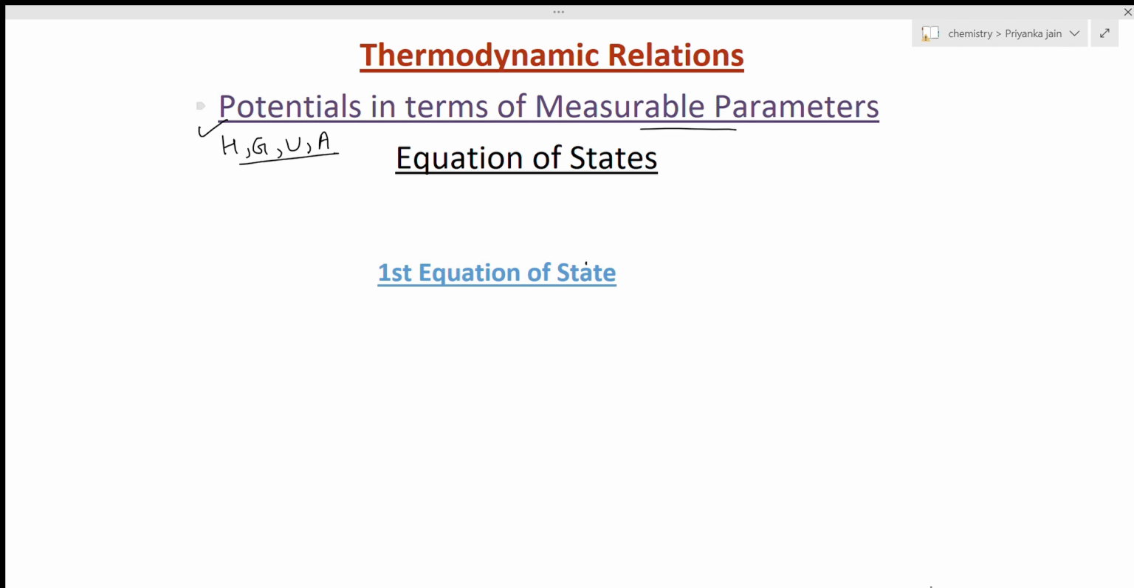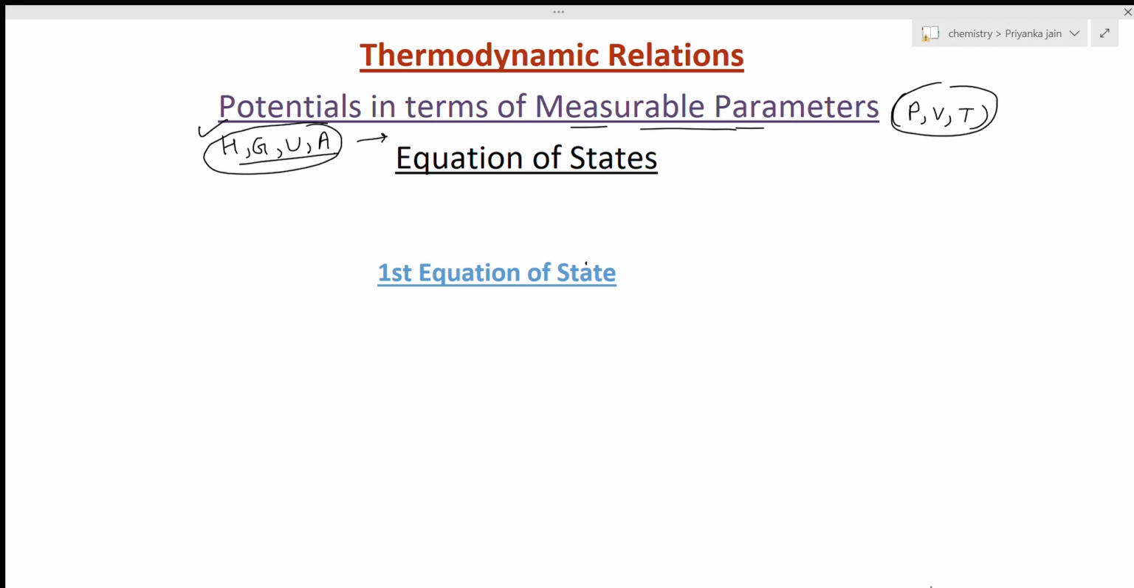These values we cannot find out directly, so we need to find them in terms of the measurable parameters that can be measured directly. These measurable parameters are pressure, volume and temperature. If we find a direct relationship between the potentials and the measurable parameters, then we can directly find out the potentials. This is done here, and these are called the equations of state.